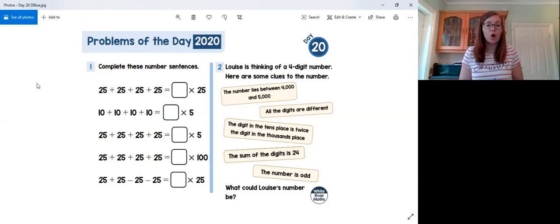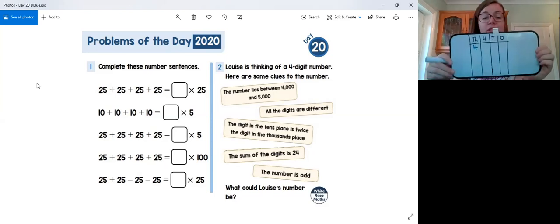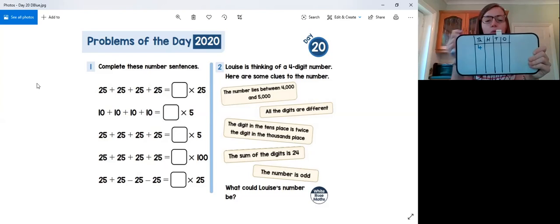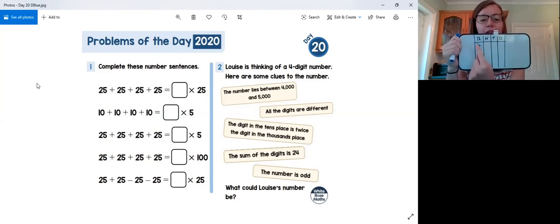Super. All the digits are different. Okay, so remember what that means. The digits are the individual numbers and they're all different. So now I know I have a 4 in here. This can't be a 4, this can't be a 4, and this can't be a 4. But I don't know what they are, so I'm just going to have to move on to the next clue.